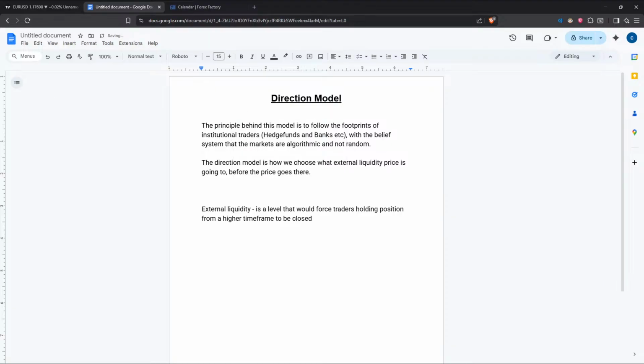Why is this key? The principle behind the model of our trading style is that first we're following the footprints of institutional traders. It's difficult to know. I don't have inside information. I do not work for a company or a bank or a hedge fund or something, so I don't know how they trade. But what I do know is what they're looking for. And when you know what they're looking for, you can kind of gauge.